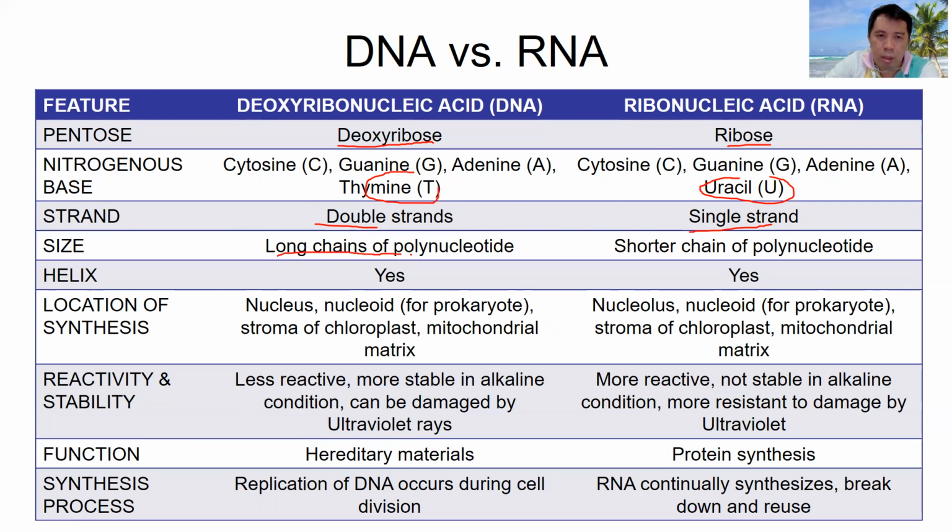DNA is a long chain of polynucleotide. RNA is a shorter chain of polynucleotide. DNA is synthesized in the nucleus, and in the nucleoid for the prokaryotes, and also in the chloroplast and in the mitochondria. The RNA is also synthesized in the nucleus.